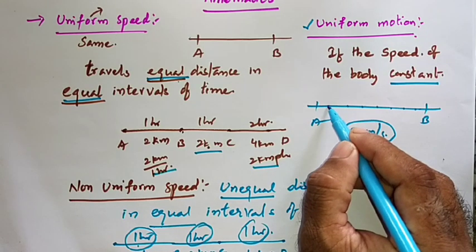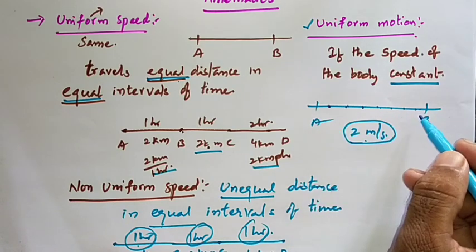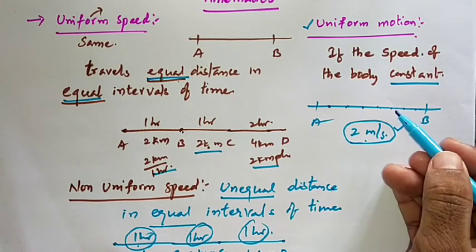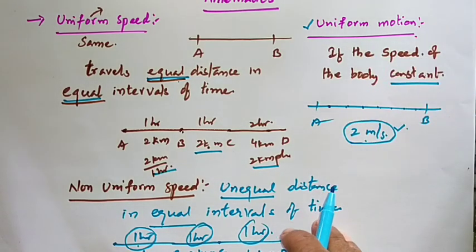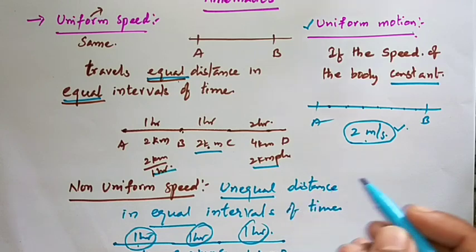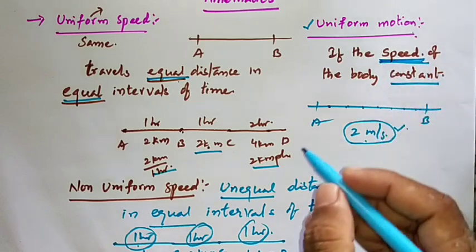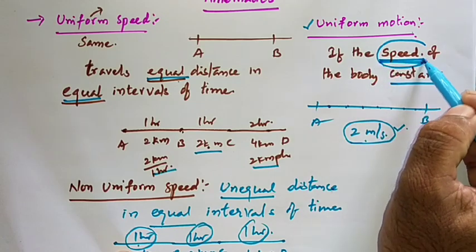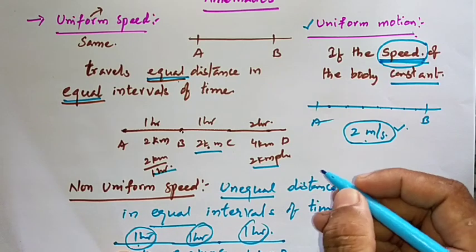While it is traveling from A to B, at any point the speed is 2 meters per second, or 3, or 4. It should be the same at any point. Then we can say that motion is uniform motion. In uniform motion, which is constant? Speed is constant. In uniform motion, the speed of the body is constant.